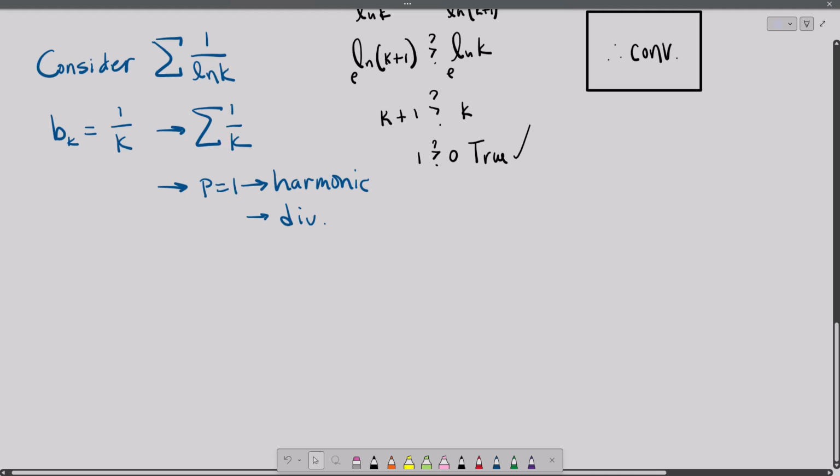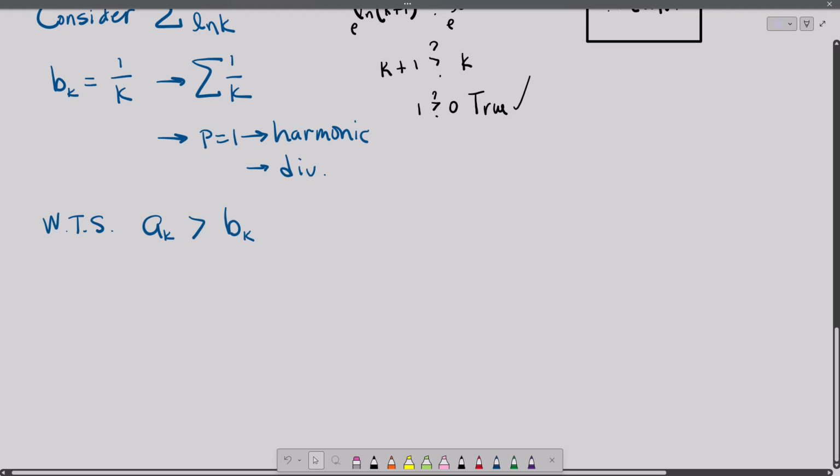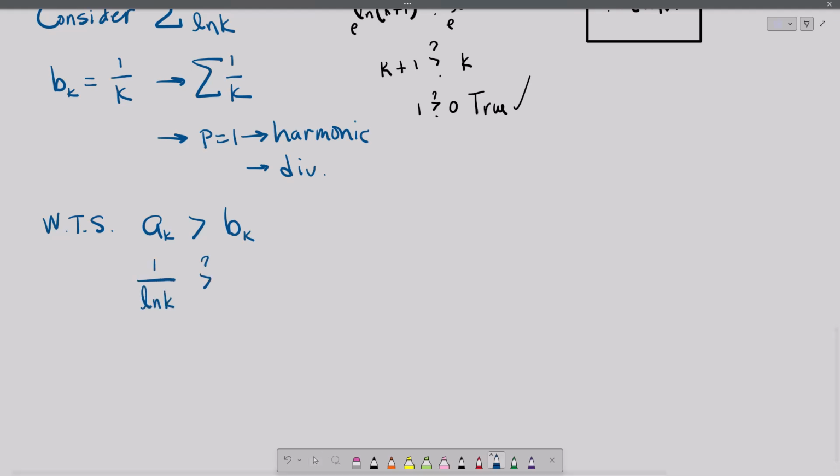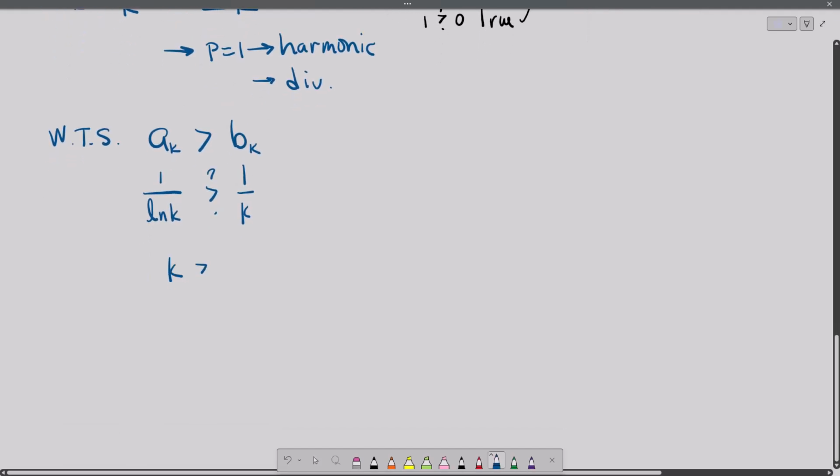So if we try the direct comparison, we want to show that the A's are bigger than the B's, because bigger than diverging will diverge. So that's what we would like to show. Will we be able to? Let's see. The A sub k is 1 over ln k. The B's we said are the harmonic, so this is going to be k. We're going to get that.